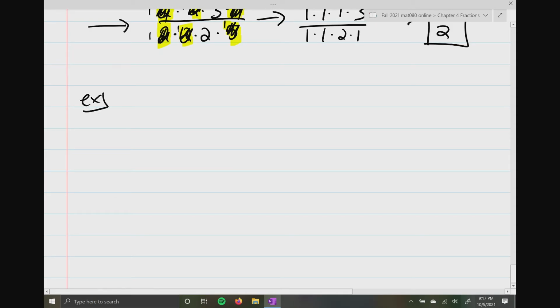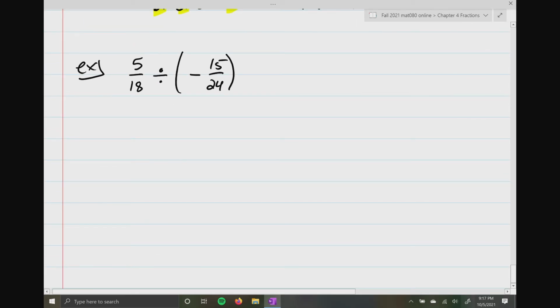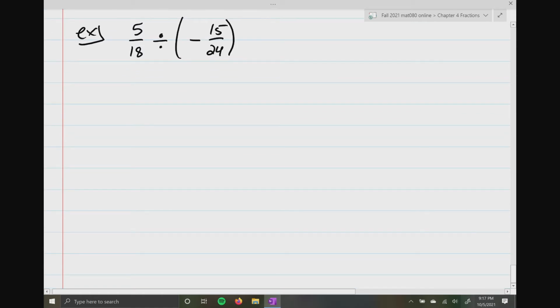Let me try to pick a good one here. How about 5 over 18 divided by a negative 15 over 24. All right, step 1, let's rewrite the problem.